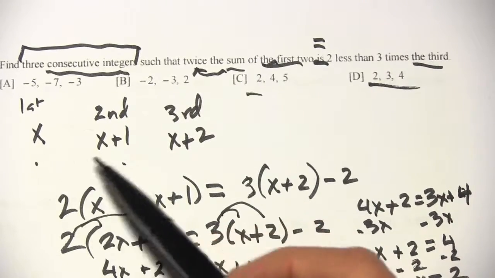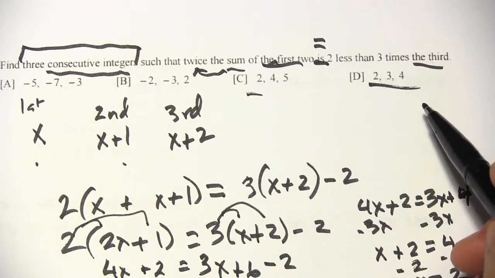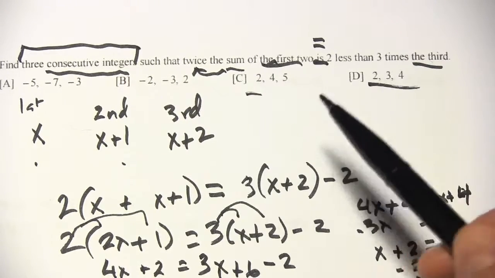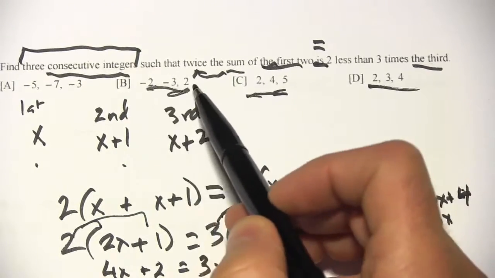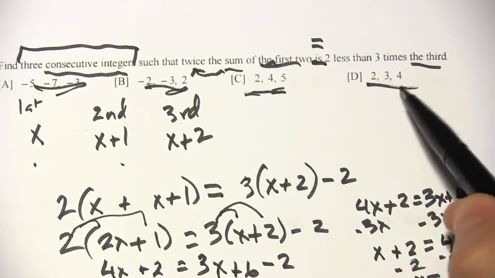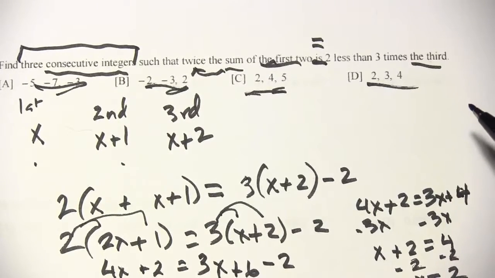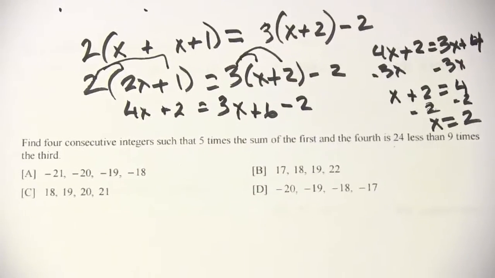So if this is 2, this is 2 plus 1, which is 3. This is 2 plus 2, which is 4. So it's 2, 3, 4. And in fact, now that I look back, I see that these aren't consecutive integers. These aren't. And neither are these. So I probably could have skipped all that work if I had just looked at the answer choices ahead of time. Oh well. Let's look at the next one.